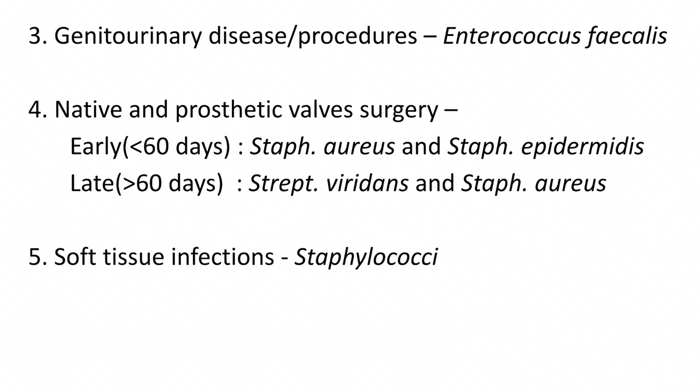And in patients undergoing native and prosthetic valve surgery, within 60 days of the surgery, which is termed as early onset of infective endocarditis post-surgery, the organisms responsible are Staphylococcus aureus and Staphylococcus epidermidis. In late onset, that is more than 60 days after the surgery, Streptococcus viridans species and Staph aureus are mostly responsible for the disease process. In soft tissue infections, Staphylococci are mostly responsible for the disease process.